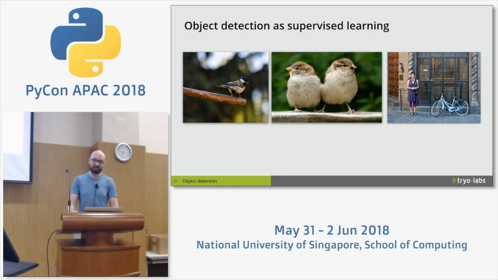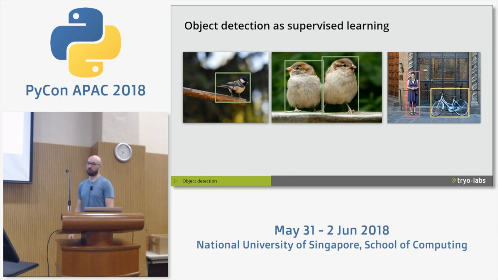So in this case, I actually want to draw a bounding box around the objects that I care about. I want to localize where my objects are, in this case, birds, woman, and bicycle. And not only do I want to draw a bounding box, I want to say what the objects are. So I'm going to do classification, but not at the level of the image, but at the level of the bounding boxes of the objects.